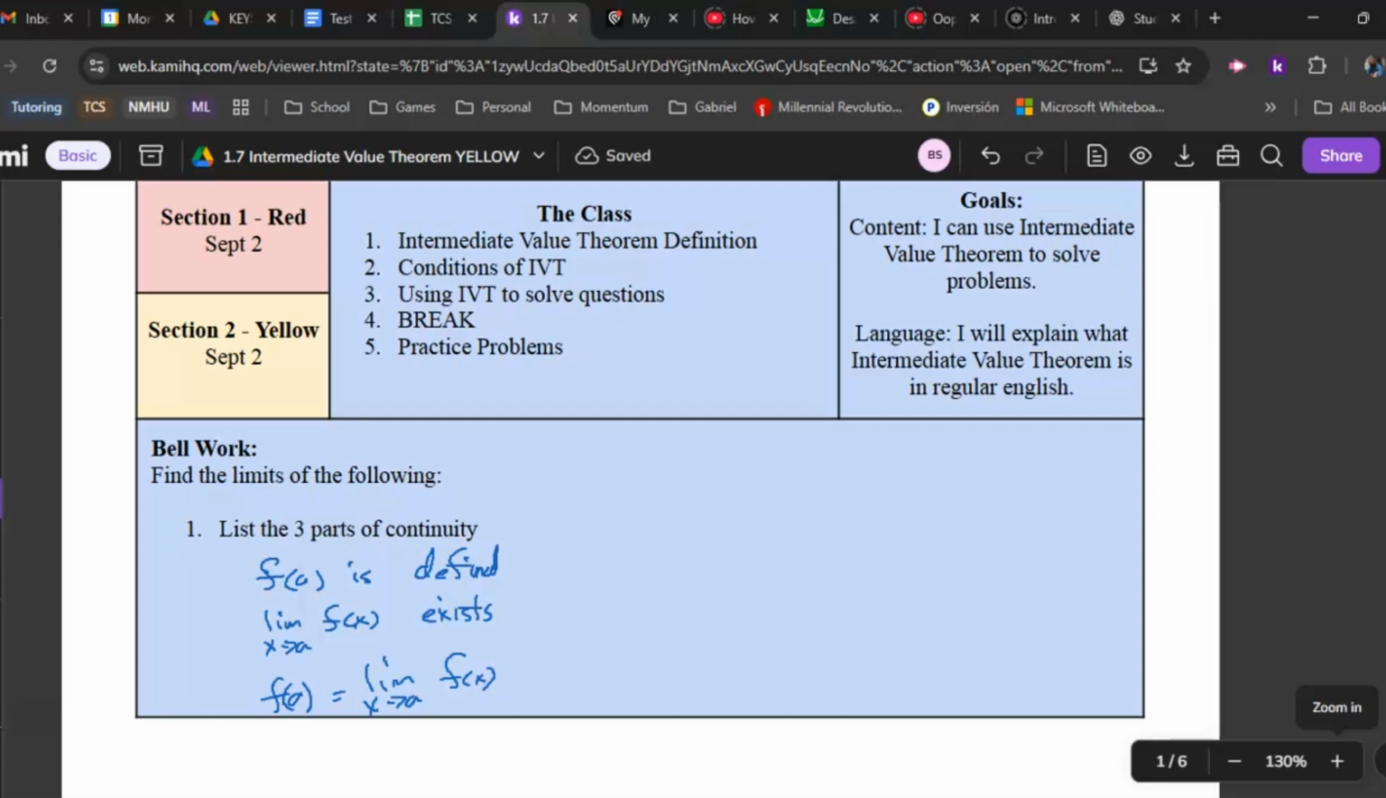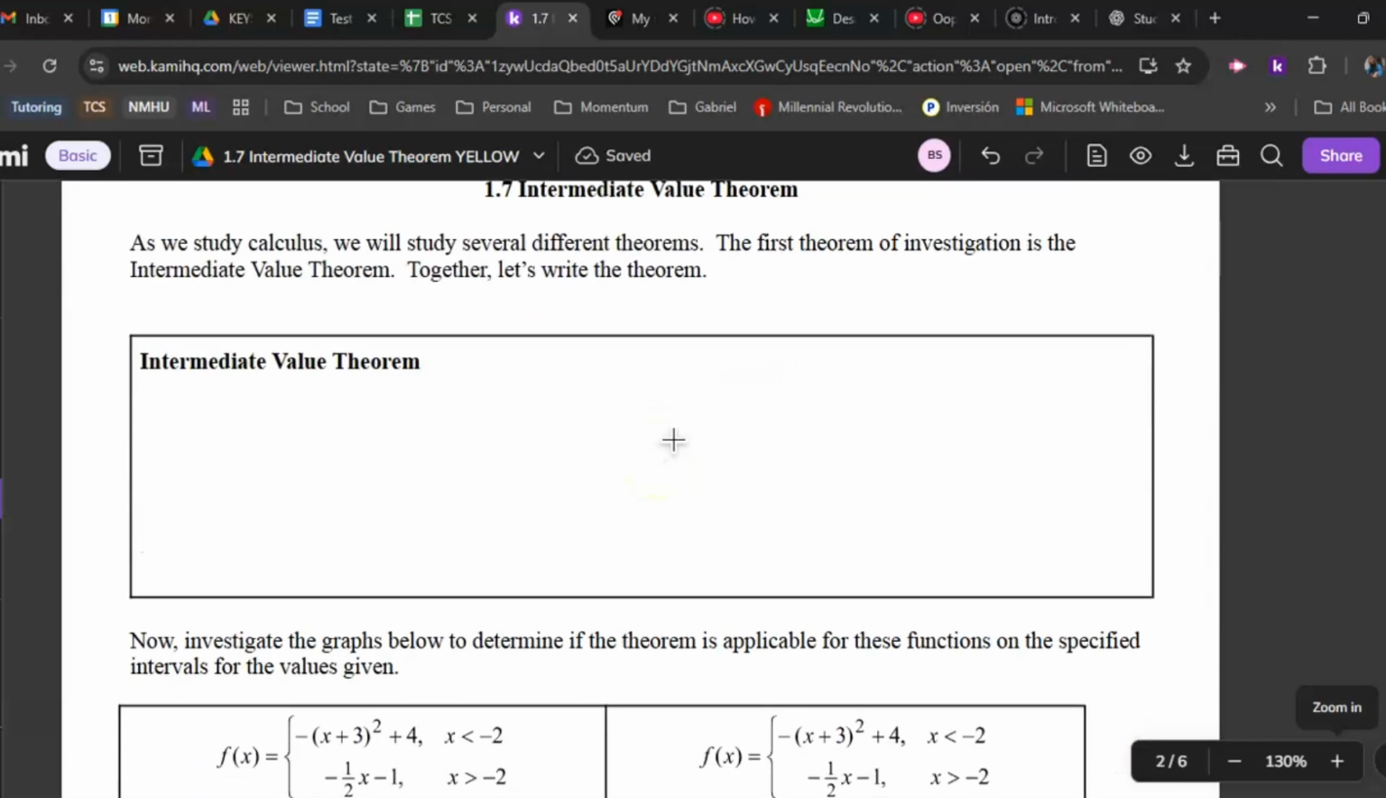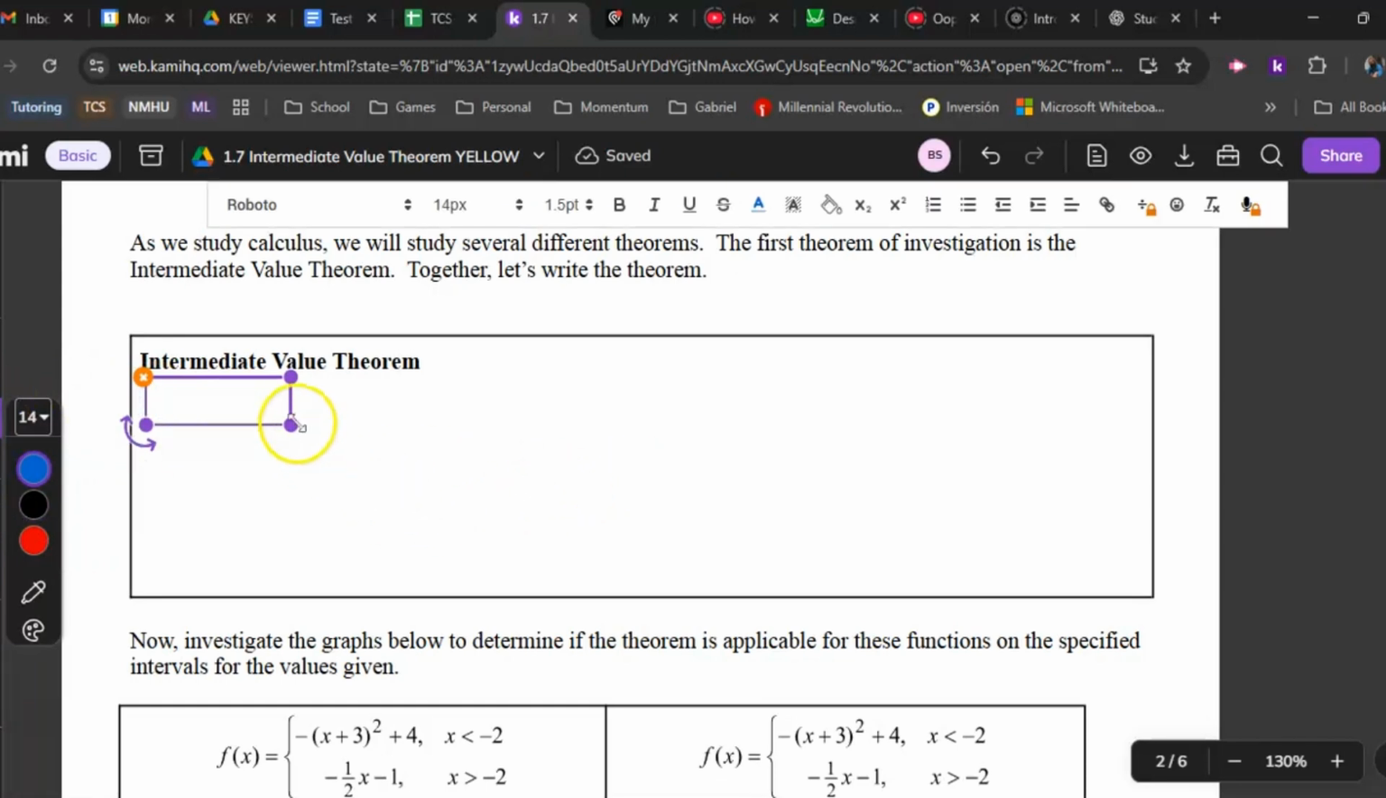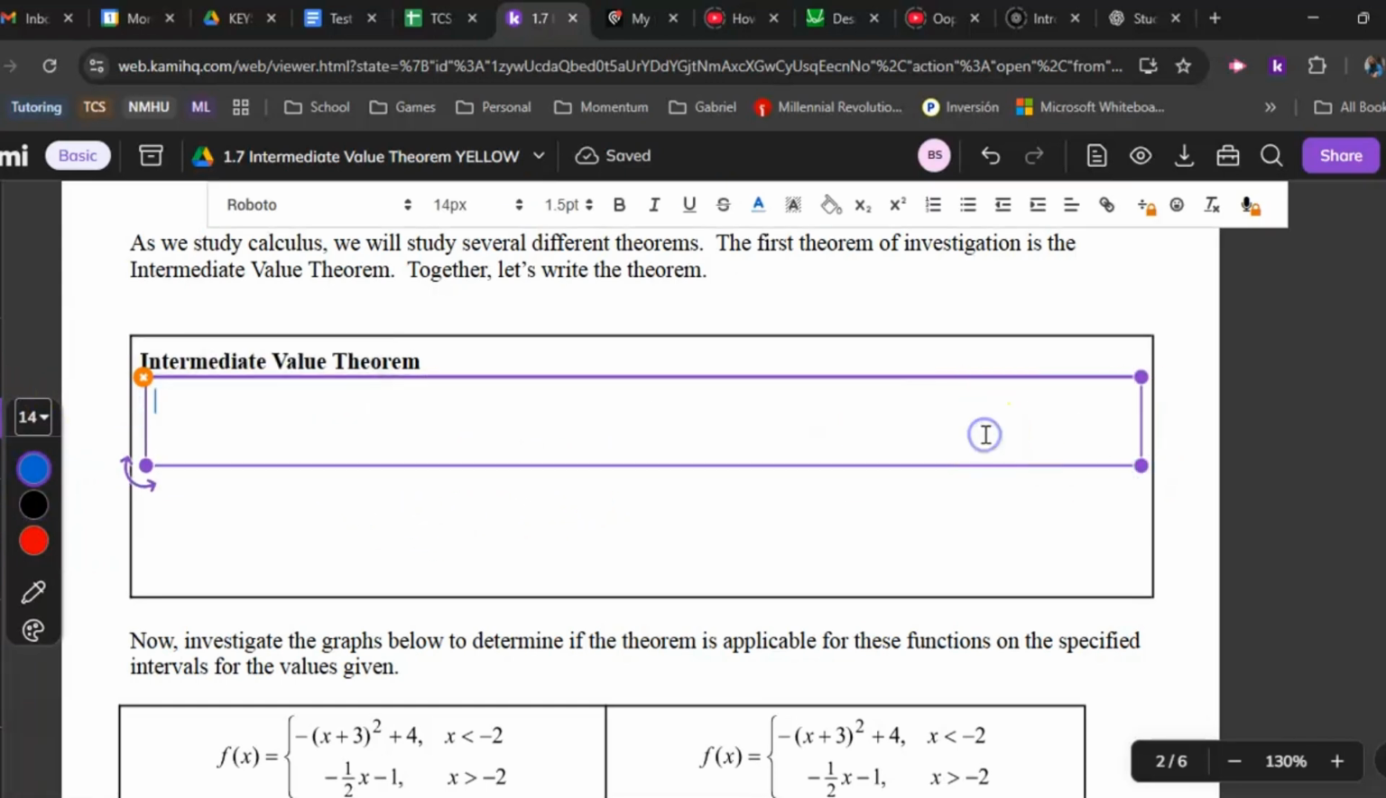Nah, that's okay. You don't have to do it. All right. Let's do it. We're going to learn about IVT, the Intermediate Value Theorem. We're going to write a gross definition, and then we're going to put it in layman's terms for you.